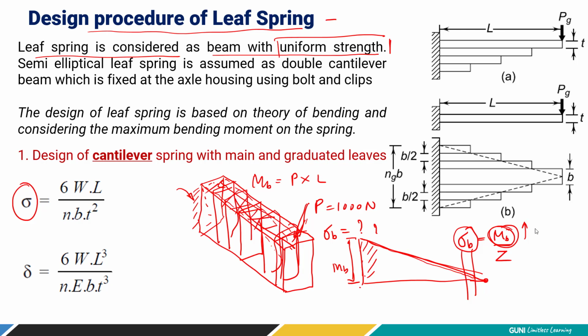So what can we do to have this sigma b of constant value, that is uniform strength? What is the meaning of uniform strength? It means to maintain the same bending stress value at each section of a beam. How can this be possible? It is possible simply by adjusting this section, that is b into t, or b into h if it is a rectangular cross section having height h and width b, right?